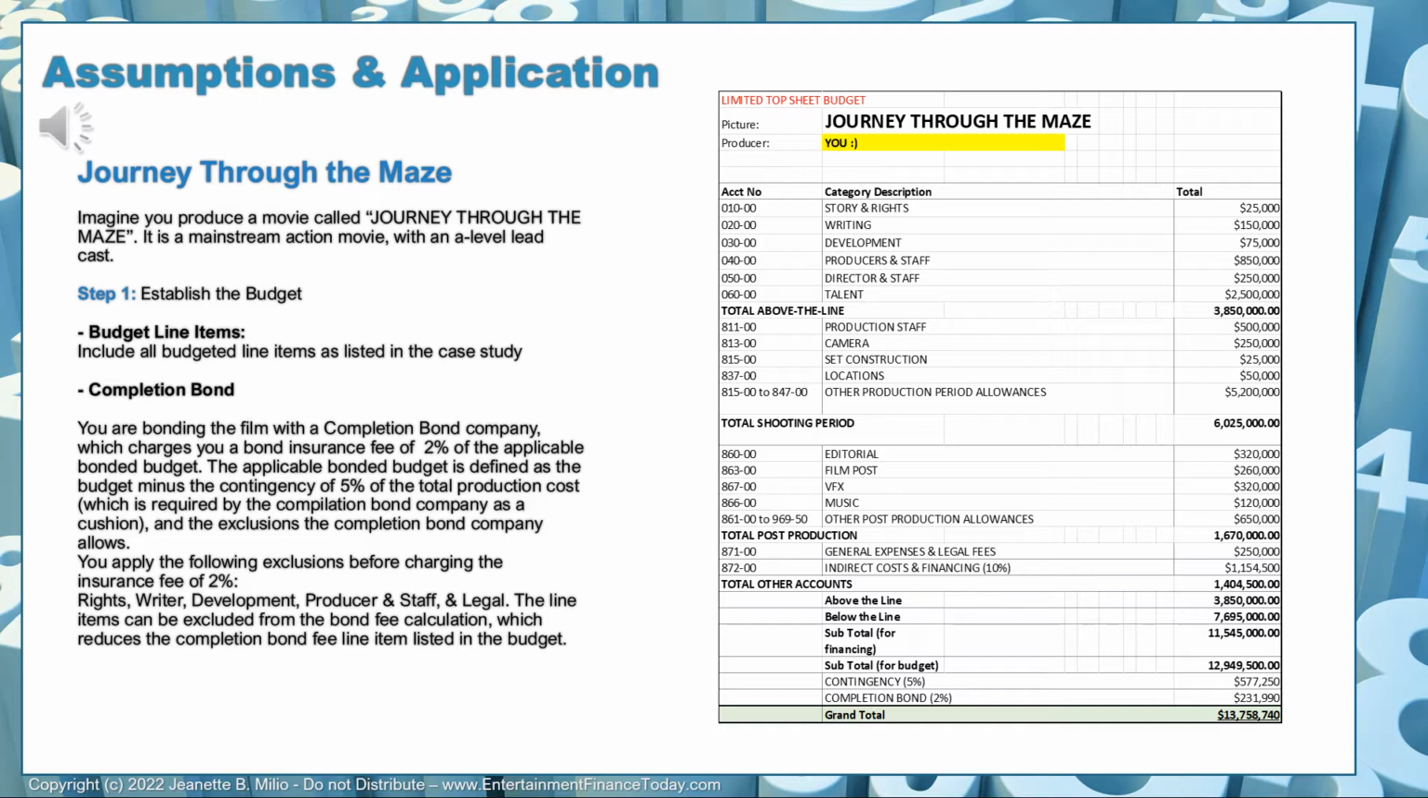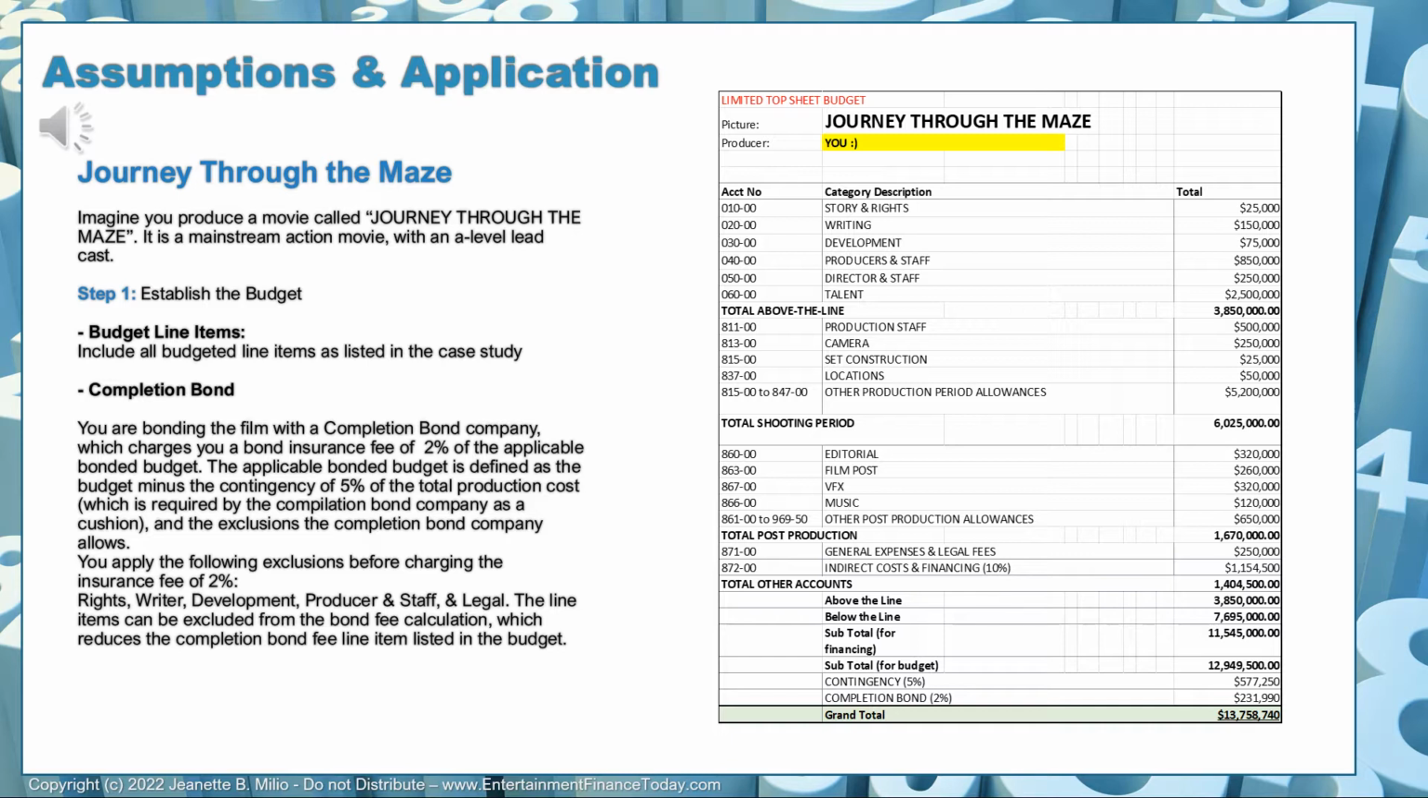And then we have some other general expenses, legal fees, and some indirect costs and financing fees that will be added, and we get to the total of other accounts. We then have the above the line and below the line automatically populated. If you're using the Excel spreadsheet that's been provided for the final case prep study, you can use the same one here. And then you get the subtotal, which then allocates the financing amount. And then you get the subtotal for the budget to then allocate the contingency and the completion bond amount. All of this is populated automatically if you use the Excel.